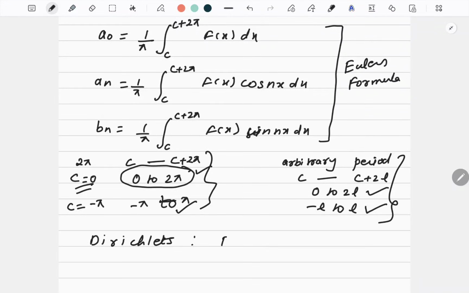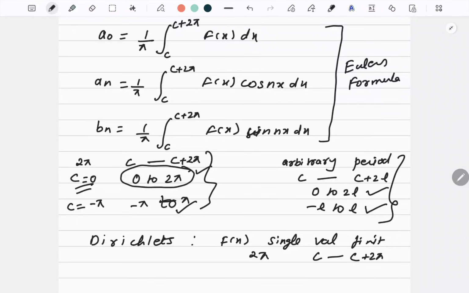First of all, f(x) should be single valued. Okay, it is single valued and it is finite. It should be a finite function in the given range. Then the period should be 2 pi, which I told you already. Then if it is a discontinuous function, if it is discontinuous in the given range, then the number of discontinuities should be countable.